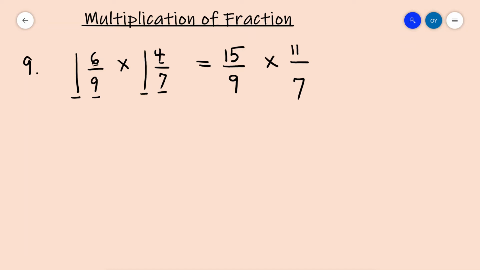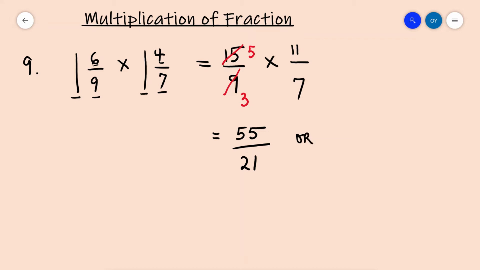Now we want to see if there are any common factors. So 15 and 9, the greatest common factor is 3. So we divide both by 3. So we have it to be 5 over 3. So this gives us 5 times 11, which is 55, over 3 times 7, that is 21.